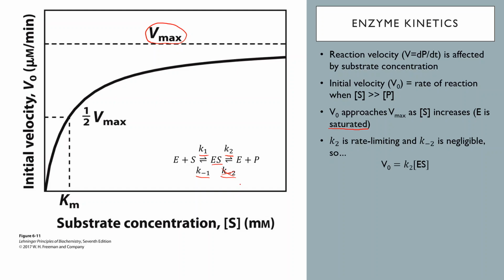It's basically negligible. We can also make the assumption that the second step here, the conversion of the substrate into the product from the enzyme substrate complex, is rate limiting. So we assume that K2 is the rate limiting factor. For that reason, all that really matters for V0 is the concentration of enzyme substrate complex. So we say that V0 is proportional to the enzyme substrate complex concentration and the rate constant K2.